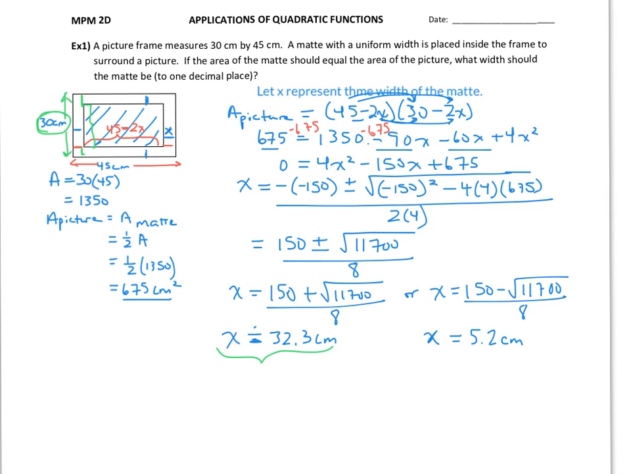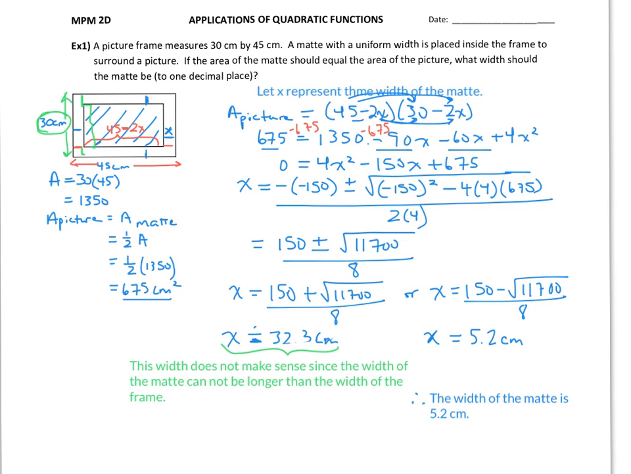So our width of our mat, so that the frame, the mat and the picture have the same area, would have to be about 5.2 centimeters. So we conclude that with our statement, the width of the mat is 5.2 centimeters. All right, we're going to move into some business applications here, but we need to define some terms.